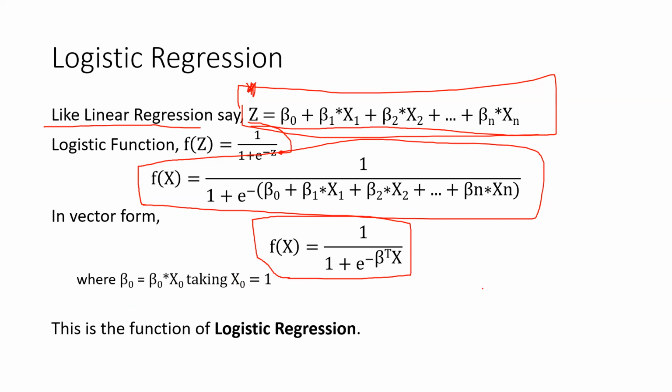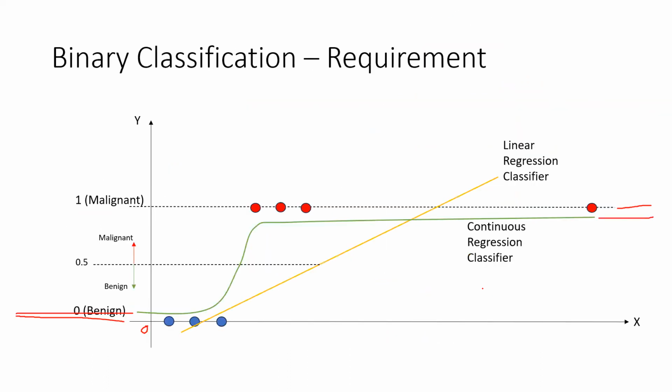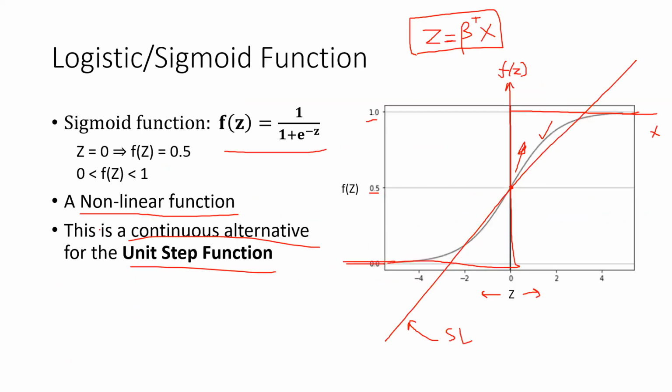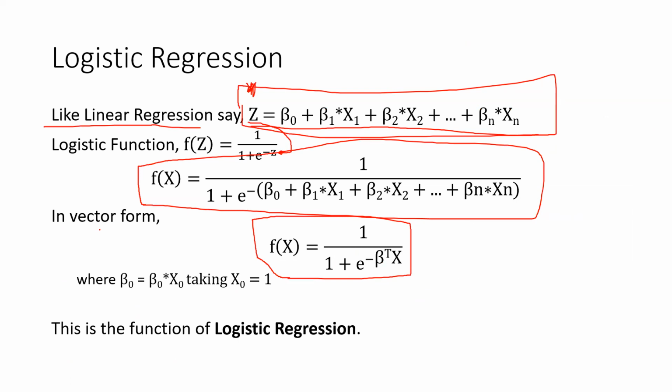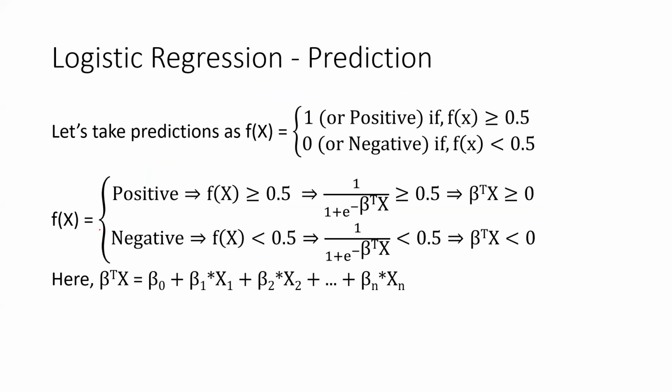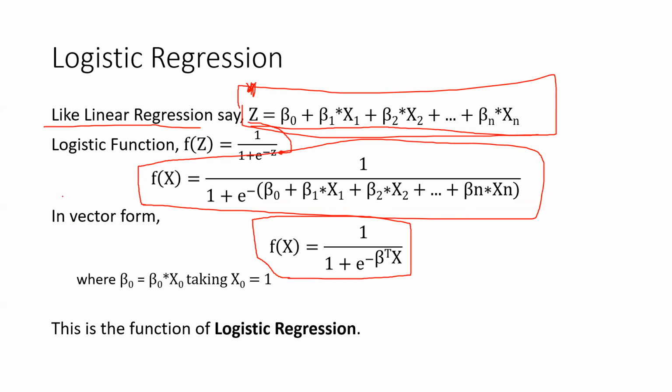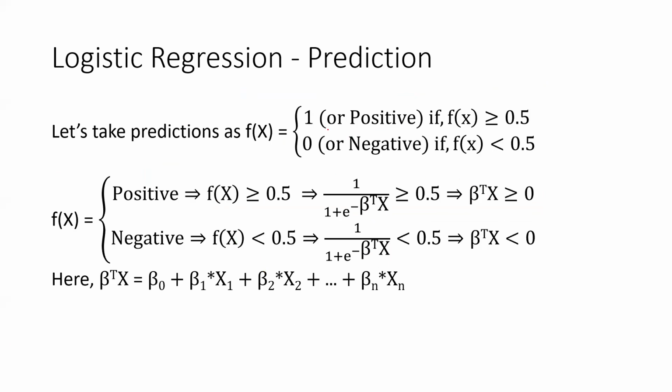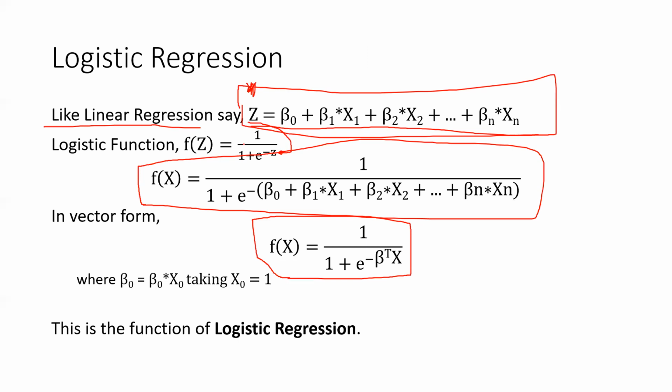Now you know it. We use logistic regression for binary classification. What we are going to do is find a solution for this malignant and benign problem, which is a binary classification problem. So in this case, we apply logistic regression for binary classification. Now you know what f(x) is. f(x) is 1 over 1 plus e to the power minus beta transpose x, which is beta 0, beta 1 x1, beta 2 x2, plus beta n xn. Now we are going to predict the values for f(x).